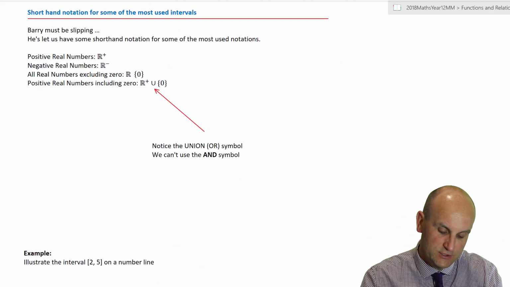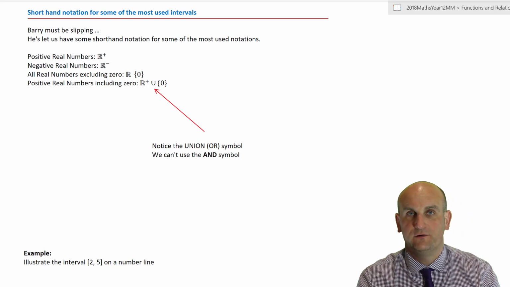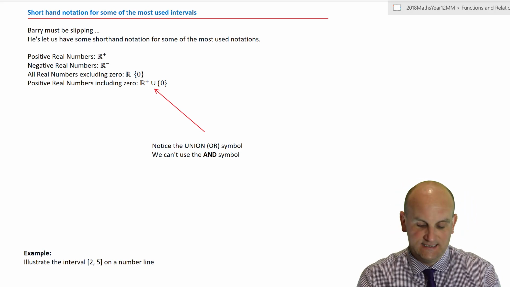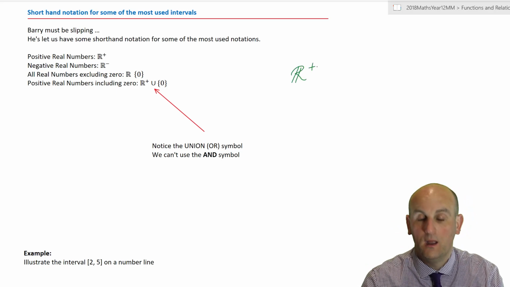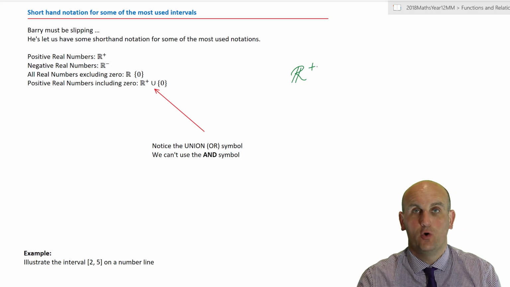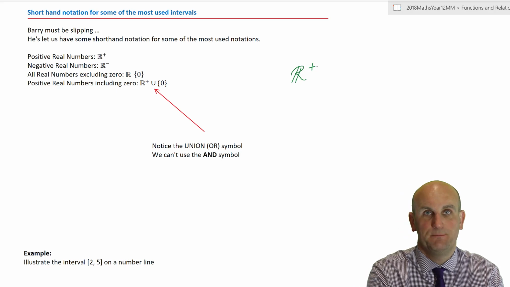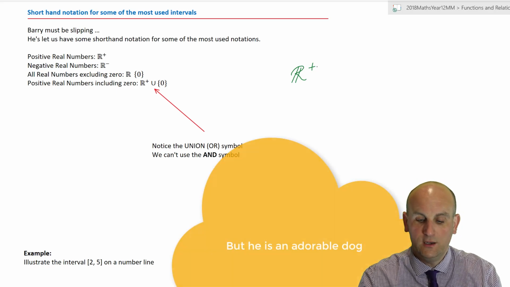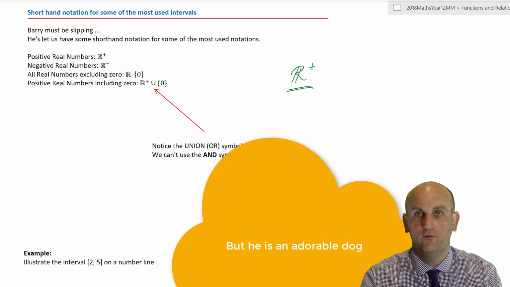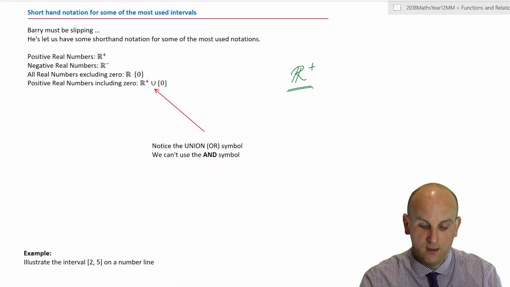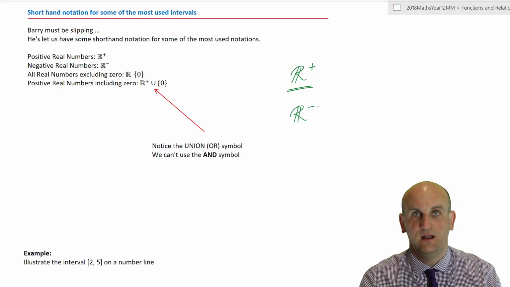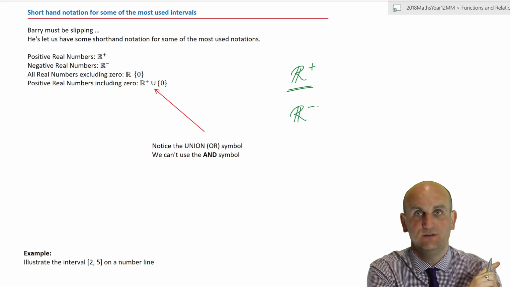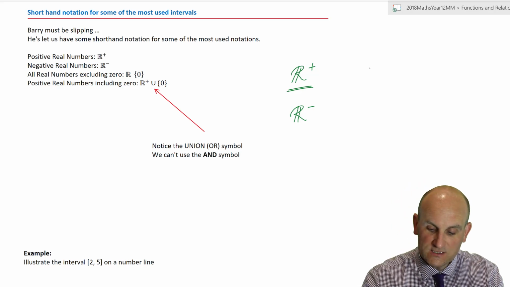There is some shorthand notation for some of the most used intervals because in maths we try and make things easy for ourselves. So the first one we see here is this one here, which is a double R with a floaty plus. Now what that means is all positive real numbers. Now, point of information here, 0 is neither positive or negative. So when you are using this value here, you are doing all values, but not 0. In the same way, we can have R with a minus sign. So that's all negative values, not including 0. So all the way from -infinity all the way up to 0.